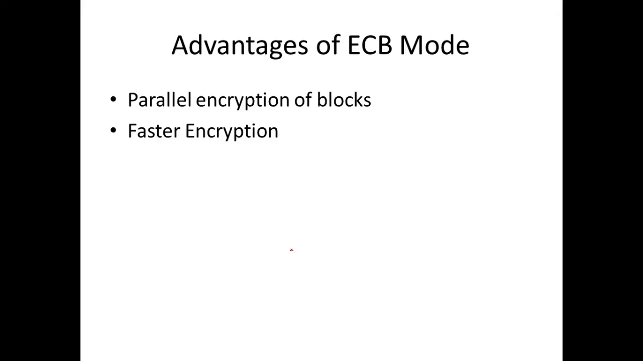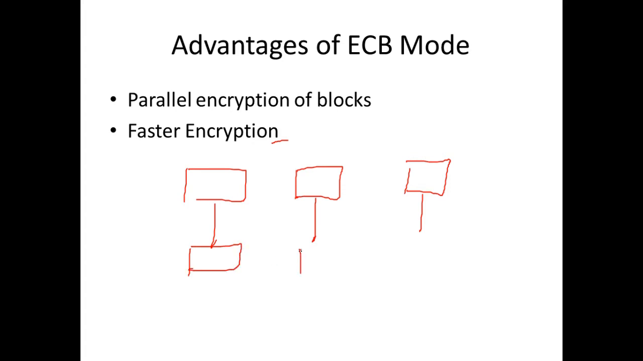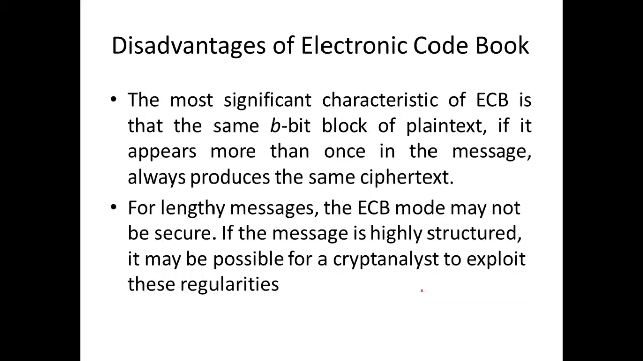So what are the advantages of ECB mode? Parallel encryption of blocks, and so we attain faster encryption. Always keep this in mind. What is the important advantage here? We have blocks, and each and every block is fed in parallel to our encryption algorithm, and in parallel we can generate all the ciphertexts. So we attain faster encryption here. That is one of the important advantages.